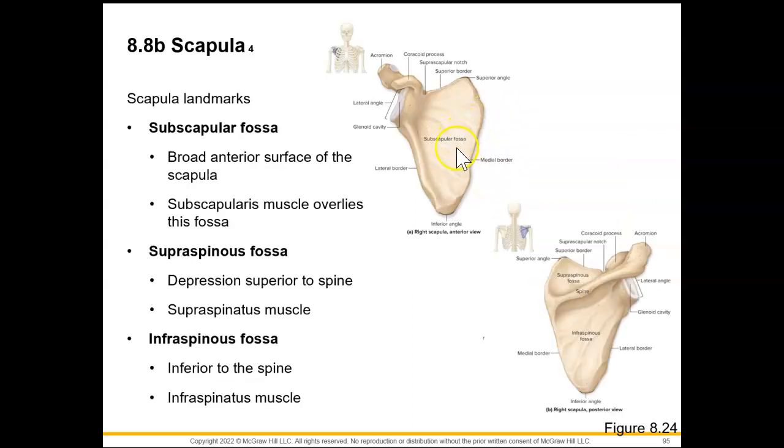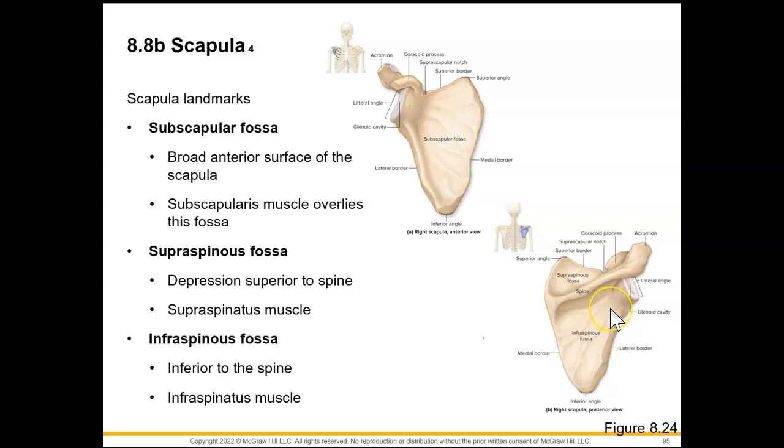If we look at an anterior view of the scapula, we can see our subscapular fossa. This is a broad anterior surface of the scapula, and we have a muscle that lies in here called the subscapularis muscle. Now, if we look at a posterior view, we can see your supraspinatus fossa. This is a depression found superior to the spine, and we have a muscle that lies in here called the supraspinatus. Also staying on our posterior view, we see our infraspinous fossa.